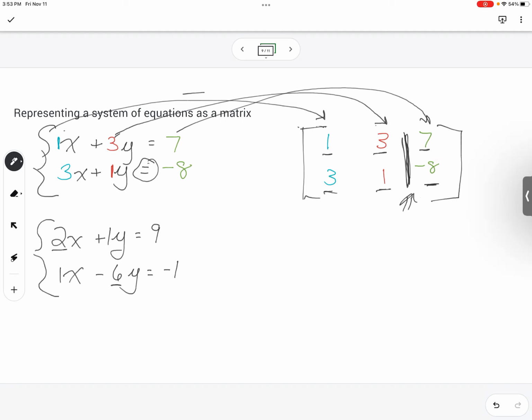So let's try it with the second system of equations. I'm going to rewrite the coefficients from equation number 1: 2, 1, an equal bar, and 9. I'm going to rewrite the numbers from equation number 2 as 1, negative 6, negative 1.